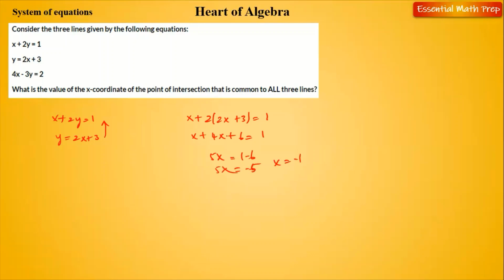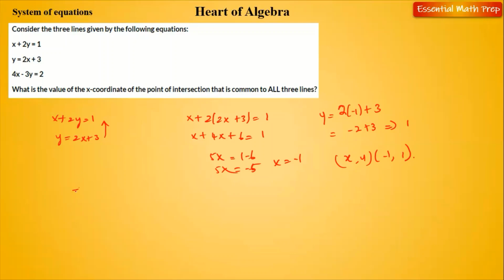If x equals negative 1, then y is what? Y equals 2 times negative 1 plus 3, which is negative 2 plus 3, implies y equals 1. So x and y are negative 1 and 1. Let's go ahead and do the same with the other expression. So we'll take 4x minus 3y. It doesn't matter which one you want to pick.